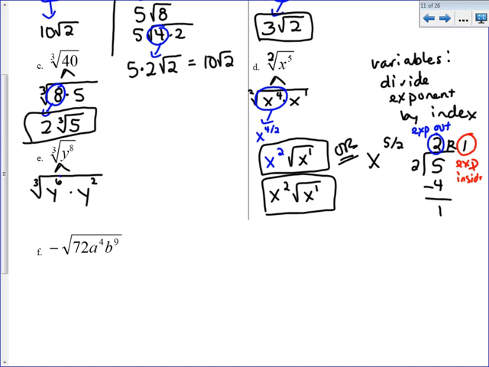And then what is the cube root of y to the 6th? Y to the 2nd. Just do 6 divided by 3. And then what's left over is the cube root of y squared. And how do I know that cube root of y squared is simplified? The exponent is smaller than the index. So I have y squared times the cube root of another y squared. Questions?